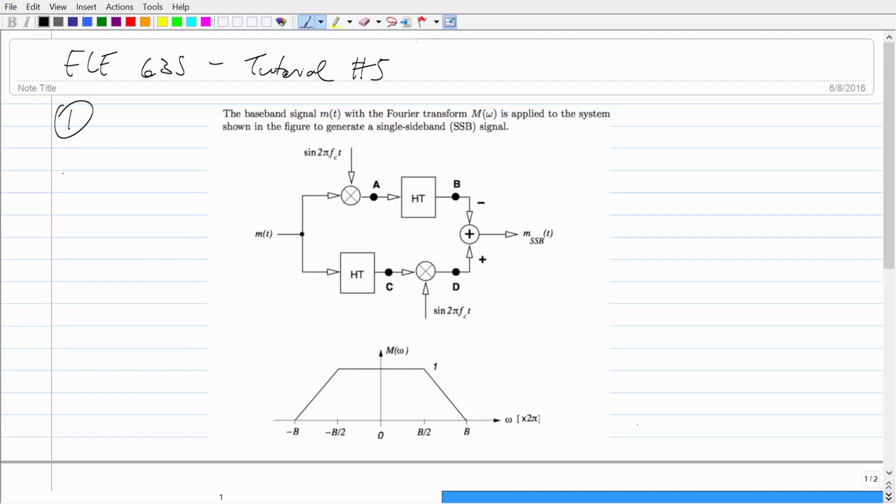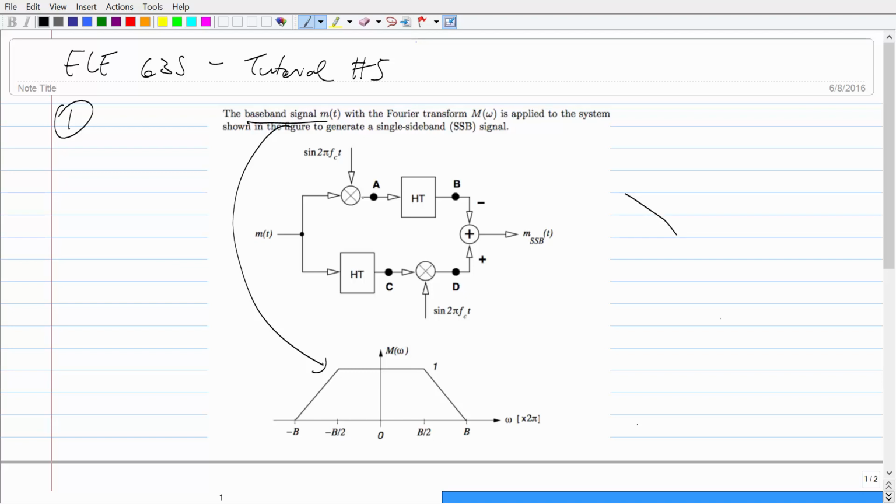But here we go. The first question involves this block diagram. We've got a baseband signal with a Fourier transform, and the spectrum looks like the following here. This is in terms of omega. Also note that these values are all multiplied by 2 pi, so this is 2 pi b and then pi b and so on and so forth.